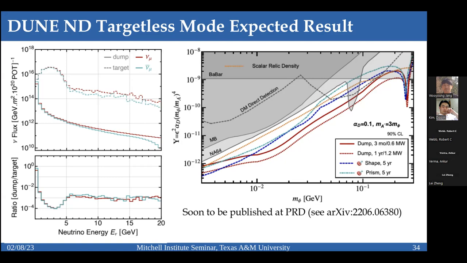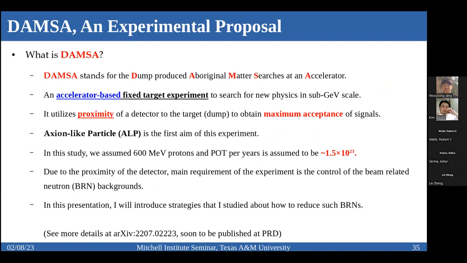So this is the work that I'm involved in with the DUNE experiment, and I'd like to introduce you to the DAMSA conceptual experimental proposal. DAMSA means dark matter searches at an accelerator, which means we want to use an accelerator-driven experimental facility to find these dark sector particles. The key idea of this new proposal is to use the proximity of the detector to the target in order to obtain the maximum acceptance of the signal flux.